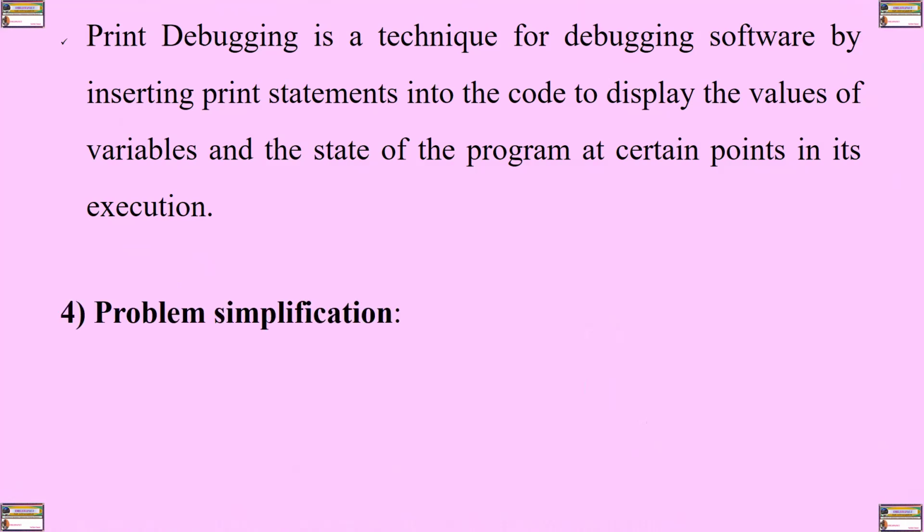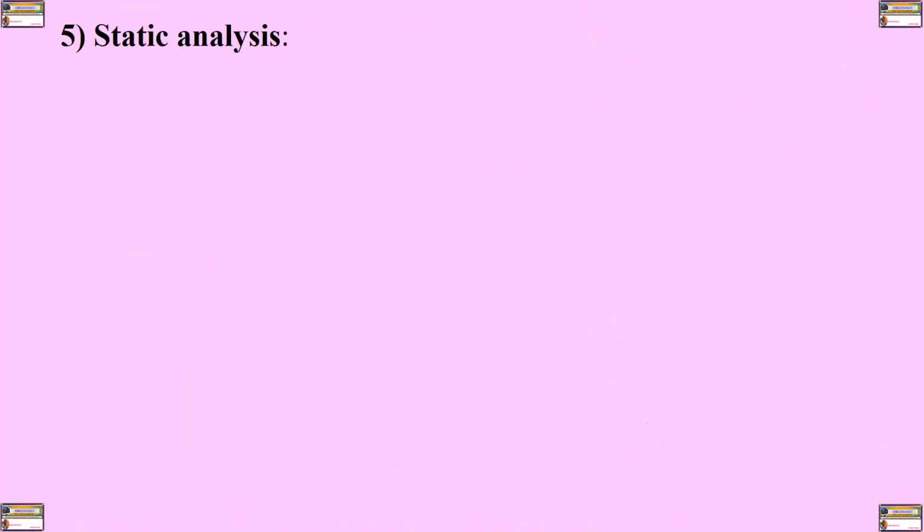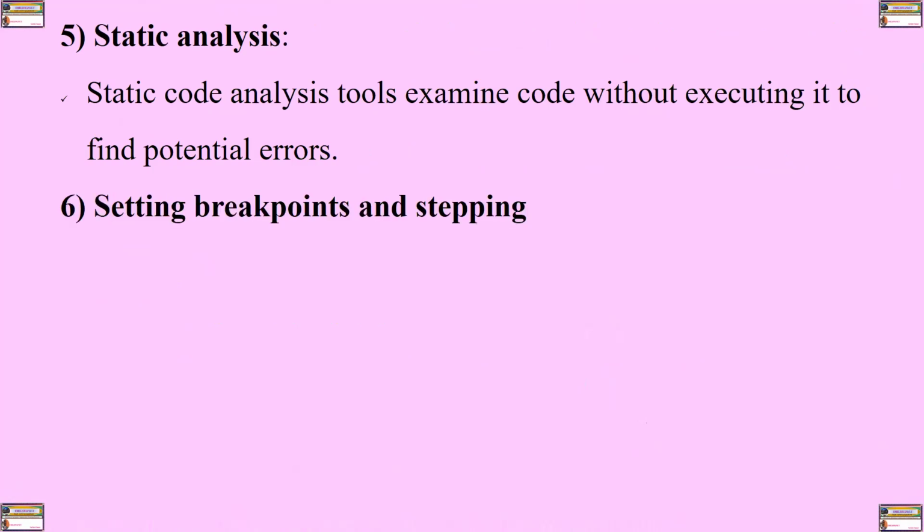Number 4 is problem simplification. Gradually remove parts of the code that aren't relevant to the bug. Number 5 is static analysis. Static code analysis tools examine the code without executing it to find out potential errors.